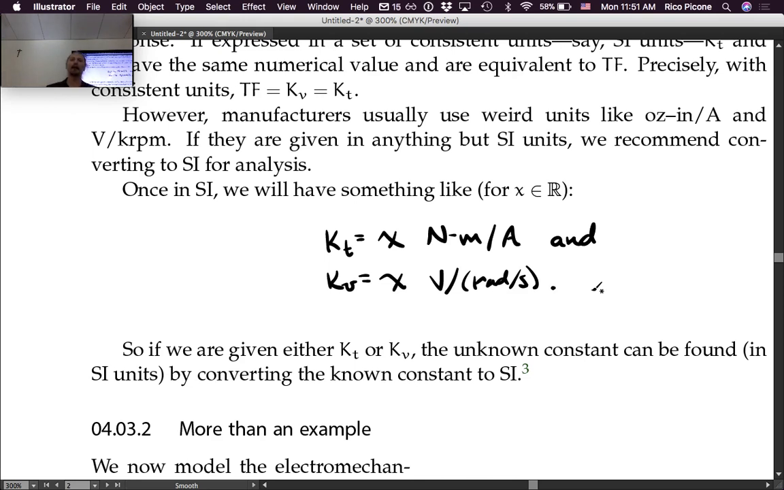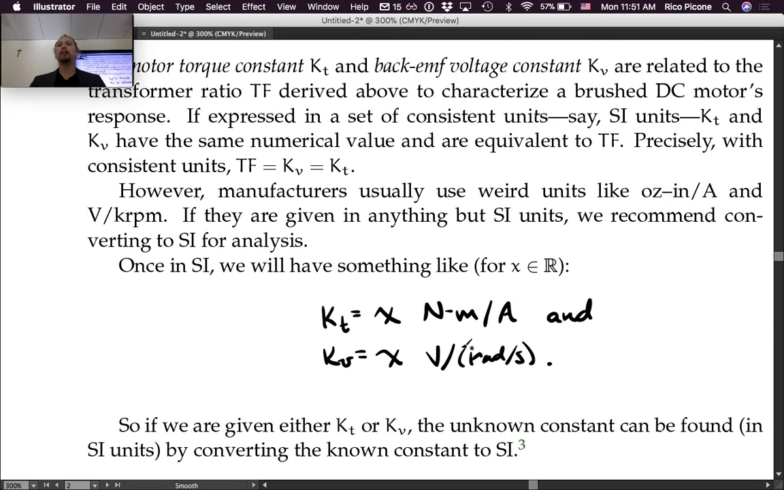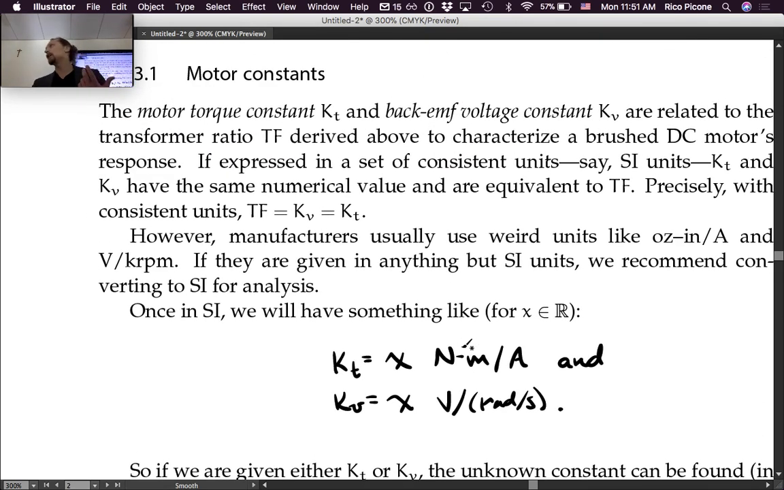So if we're given either KT or KV, the unknown constant, the other one, can be found by converting the known constant to SI and then using this equivalency. I think whenever you're going to do a detailed analysis, using SI is good. For a one-off calculation, and the reason the manufacturers aren't just being jerks, they do this because they think you're going to want to know how to convert a current to a torque in a specific unit. So they give it to you in a unit that they think you're going to want.